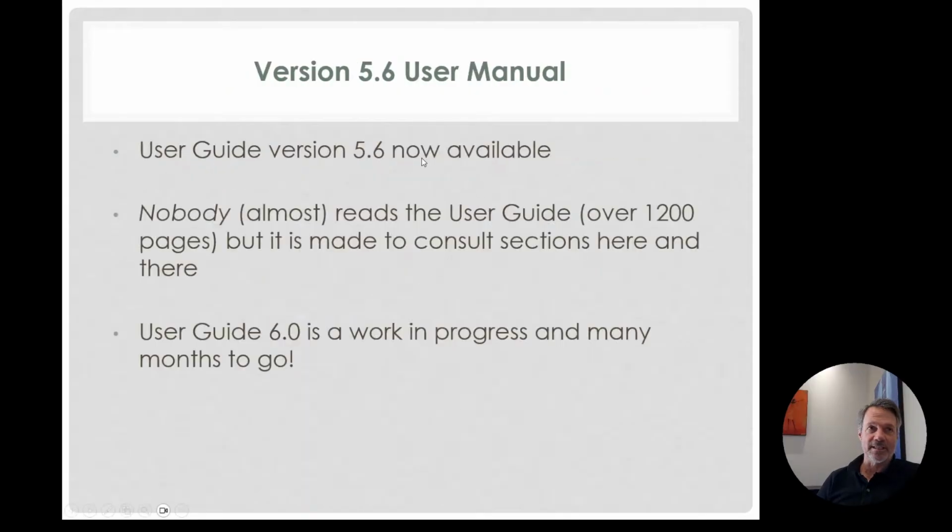The user guide. Don't forget, we're now on version 6.0. We had version 5.7 and then 6.0. We skipped directly to 6.0. The user guide is only up to 5.6. People don't really read the user guide, but you can consult it and see a specific section. It's quite useful for that, but you don't read the whole thing. It's like 1,200 pages. The next one will be 1,500 pages. User guide 6.0 is a work in progress, but we still have many months before this is published.